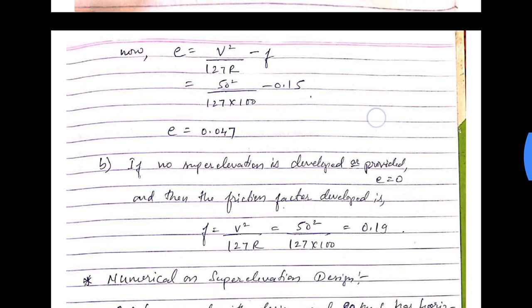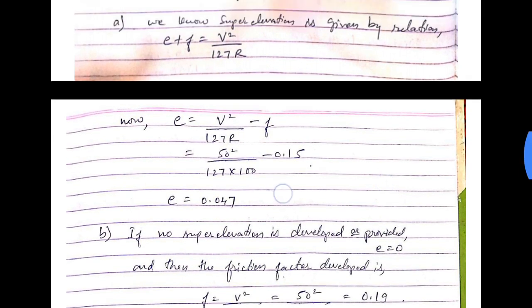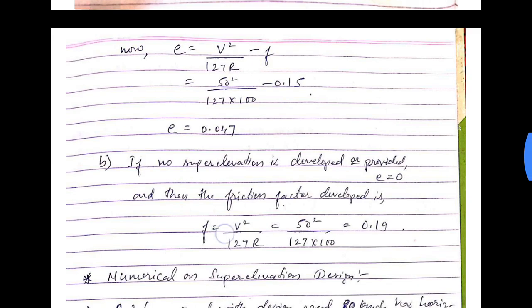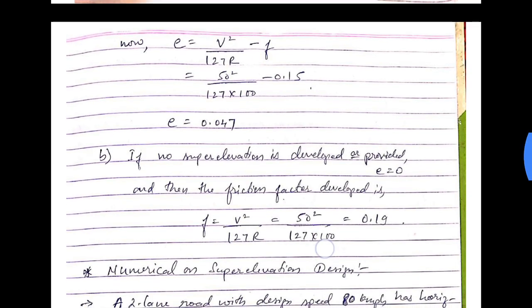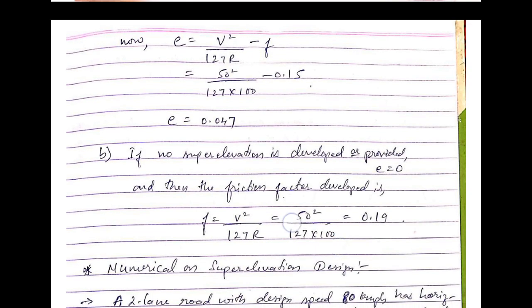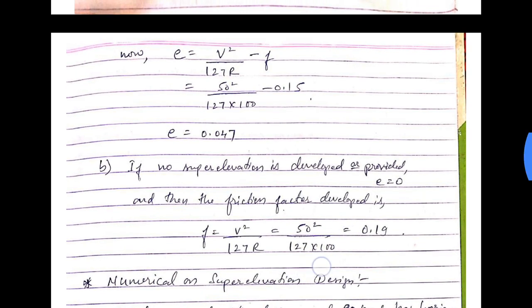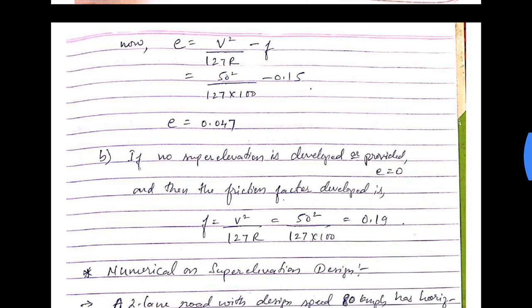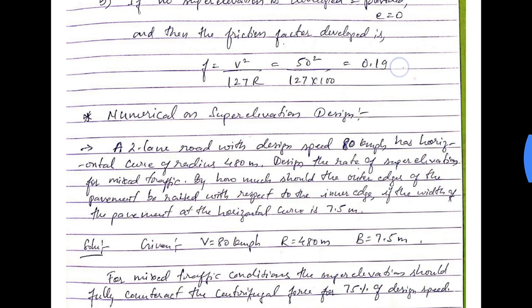So in the same formula, you just substitute E equal to 0. In that case, F would be equal to V square by 127 R. Okay, V is 50, so 50 square divided by 127 into R is 100. And solving this, you will get 0.19. Okay, so we'll go ahead with the next problem.